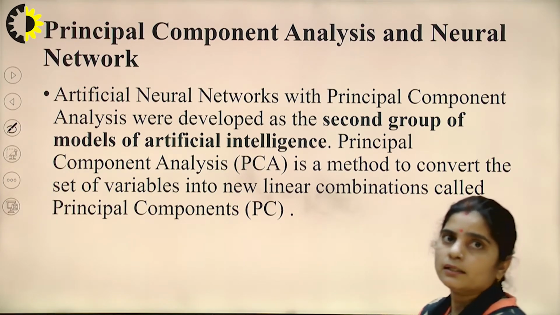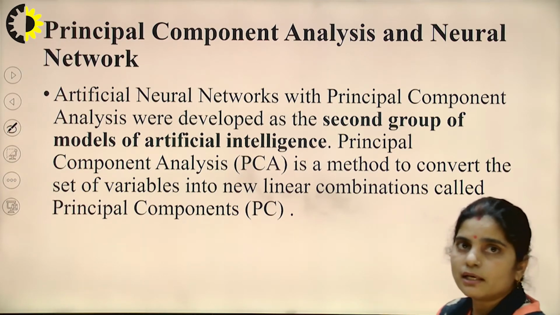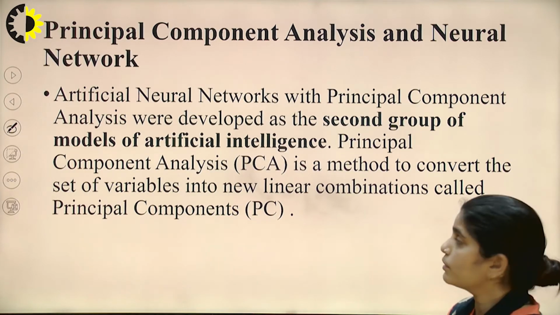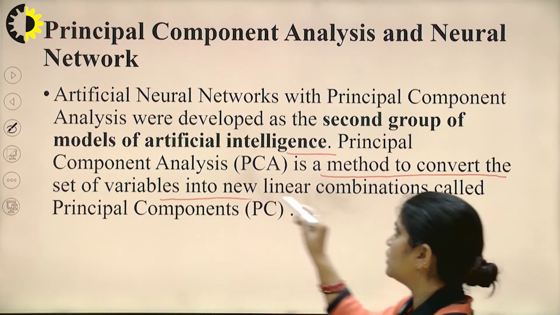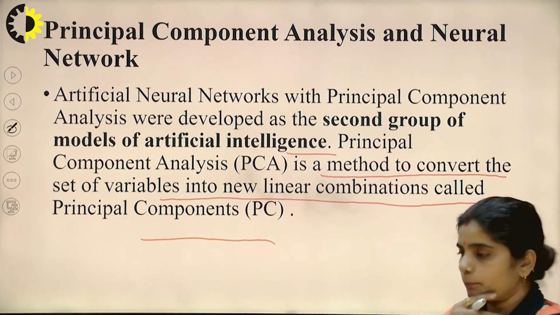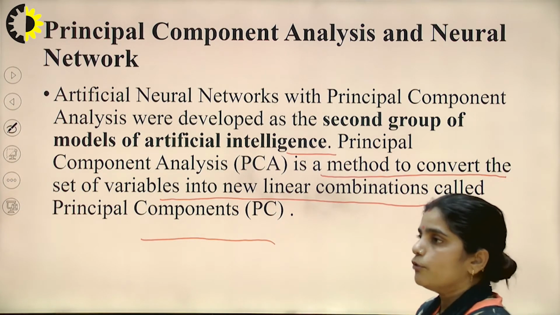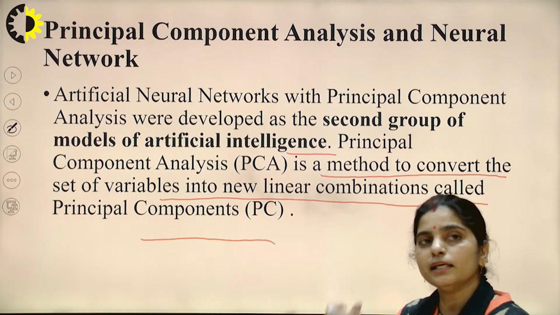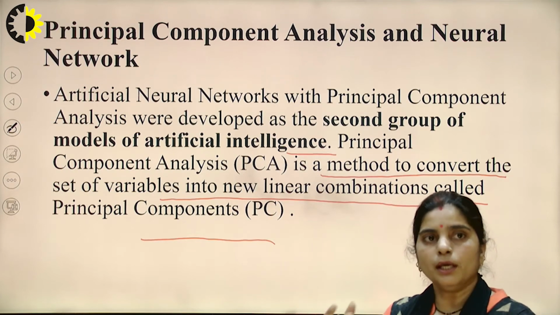When we combine these two terms, PCA and neural network, we see that artificial neural networks with principal component analysis developed as the second group of AI models. This is a method which converts a set of variables into new linear combinations called the principal components. What are the principal components? Basically, the principal components are the new variables which we generate as linear combinations or matrix variables from the input components.